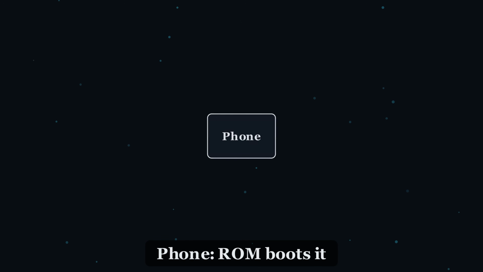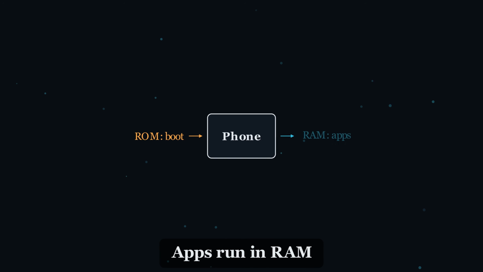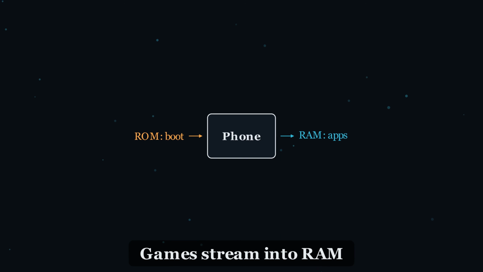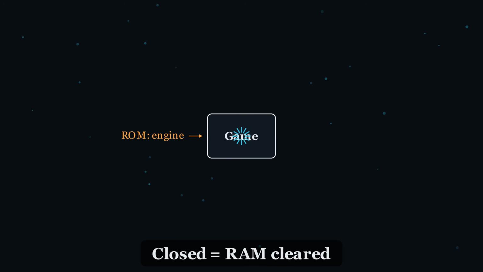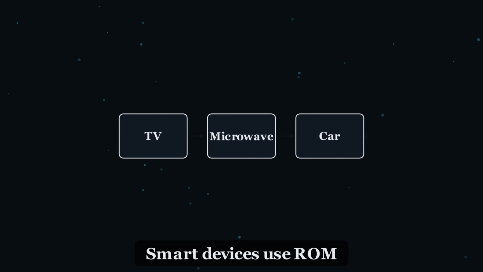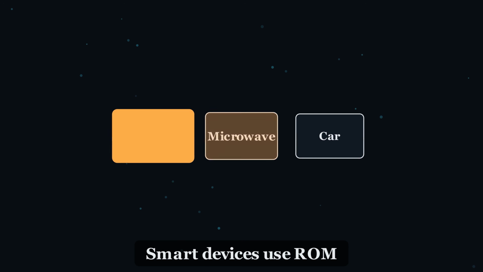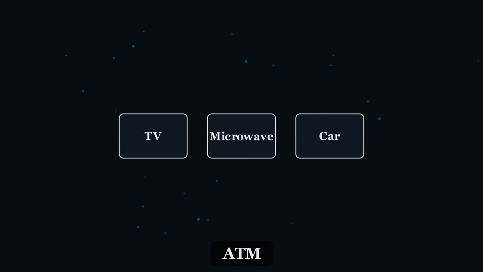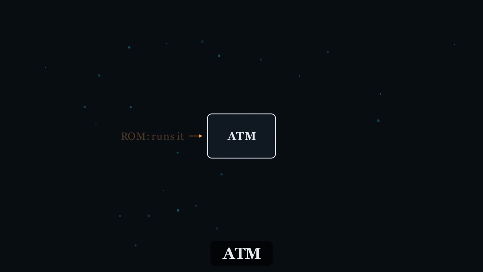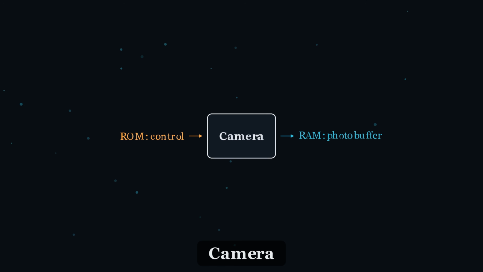Let's see this in real life. When you turn on your phone, ROM holds the startup instructions that wake it up. Then your apps, chats, and current game load into RAM while you use them. When you play a video game, its graphics get pulled into RAM so the action stays smooth. Close the game and that data clears out to make room for the next thing. Every smart device, your TV, microwave, or car dashboard, uses ROM for its firmware. An ATM, ROM runs the machine. RAM holds your transaction, then clears it. A digital camera, ROM stores its instructions. RAM buffers your photo before saving.